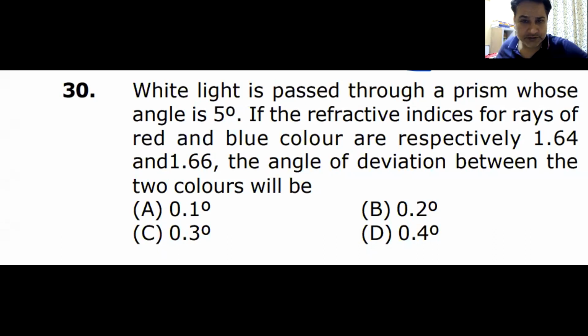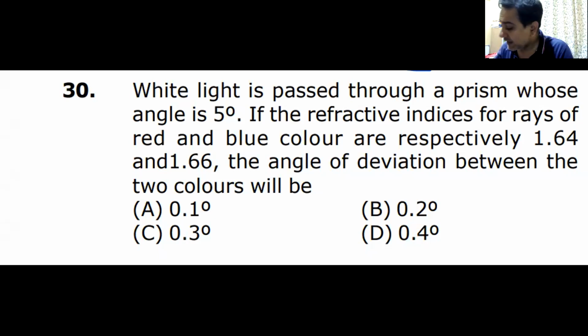So, how to do it? Remember, they're asking you the angle of deviation, the angle between red and blue. Remember, angular dispersion is the angle between red and violet. Red and violet is angular dispersion. And the formula for red and violet angular dispersion was (mu v minus mu r) times A.